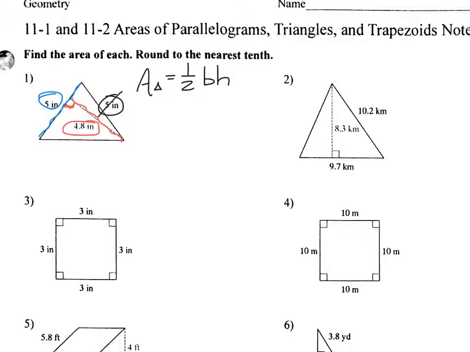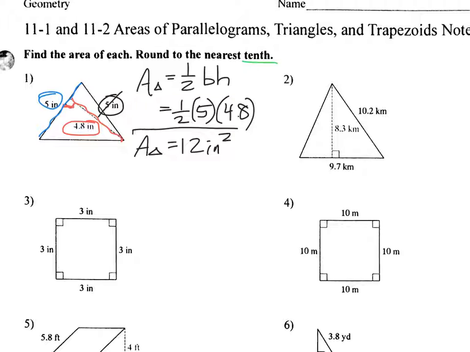So what do we do here? We just plug that stuff into the formula. So we get 1/2 base is 5, height is 4.8. It says round to the nearest tenth, so we just type that in on our calculator. And we get, in this case, 12. And it's in inches squared. Area is in square units, okay? Something to take note of.